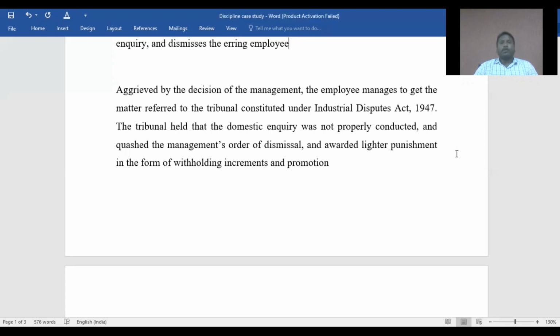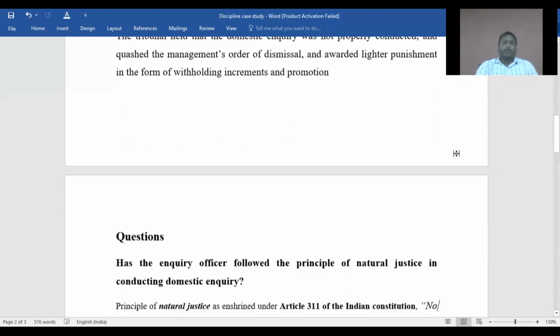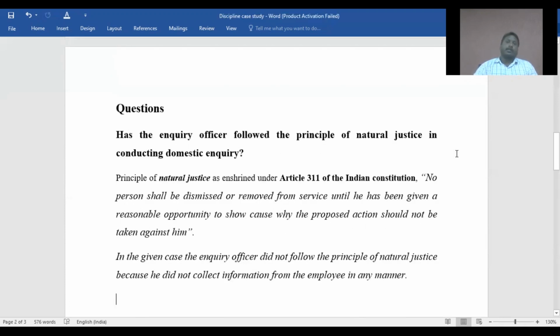So this is about a case and the facts of the case, a situation where the case has happened. Now let us see the questions that are given under this case. So the first question is, has the inquiry officer followed the principle of natural justice in conducting domestic inquiry?